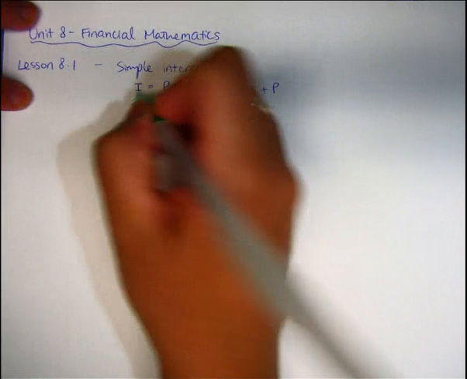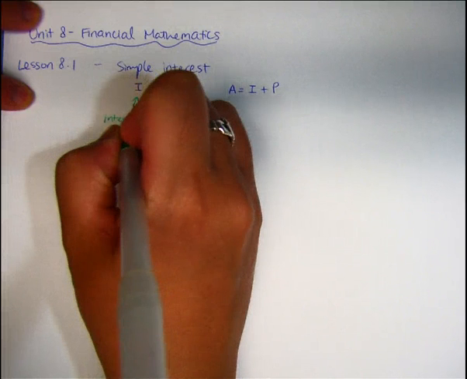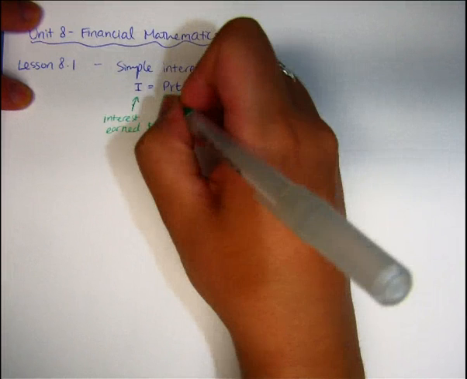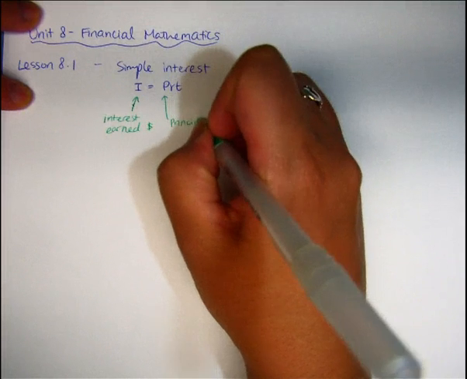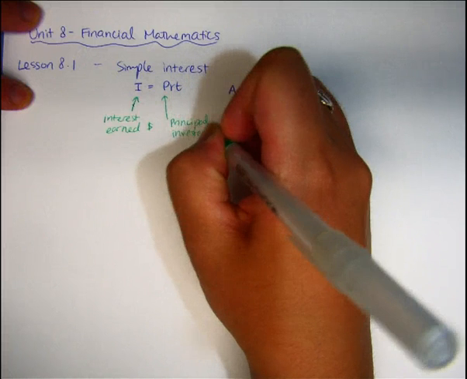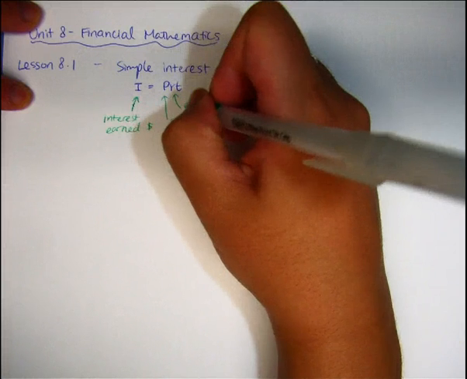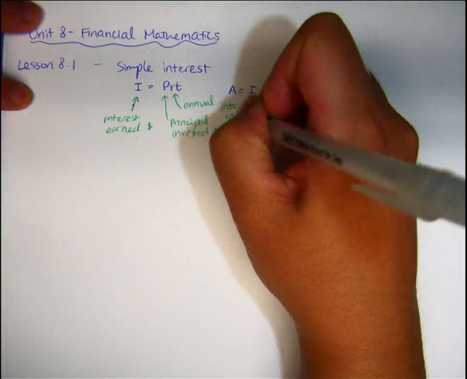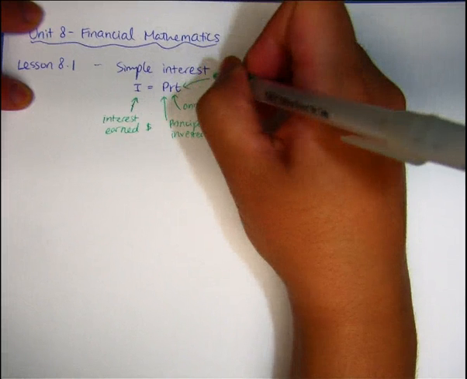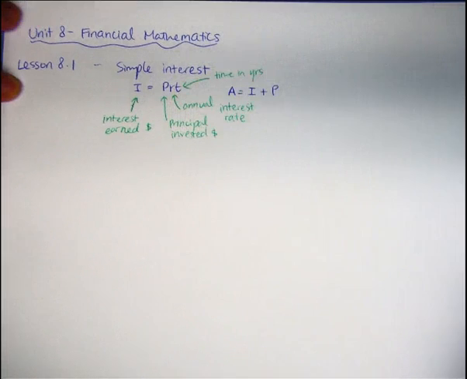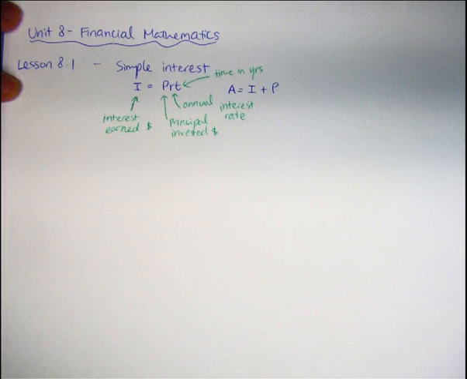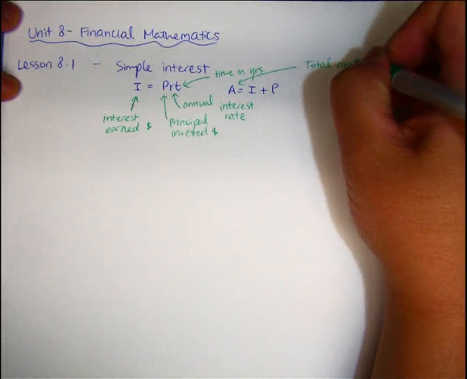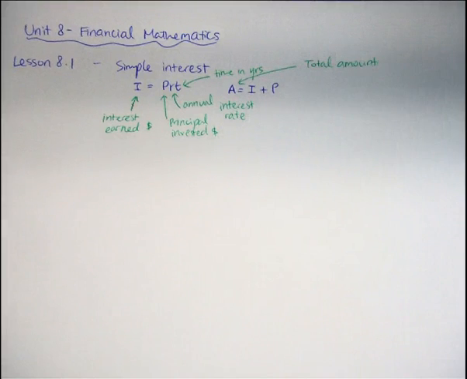Keep in mind that capital I represents the interest earned. So that's going to be a dollar amount. P represents the principal invested, so also a dollar amount. R represents the annual interest rate. T represents time in years. And then in the second formula, A represented your total amount, so principal plus the interest earned.